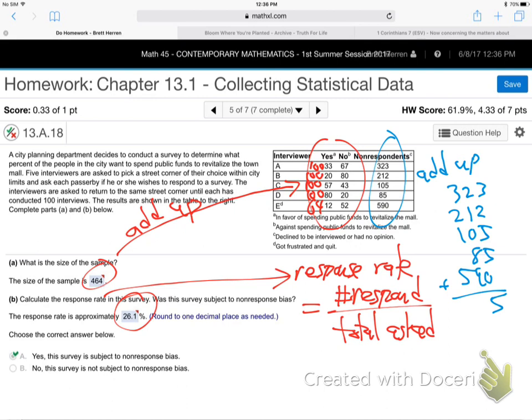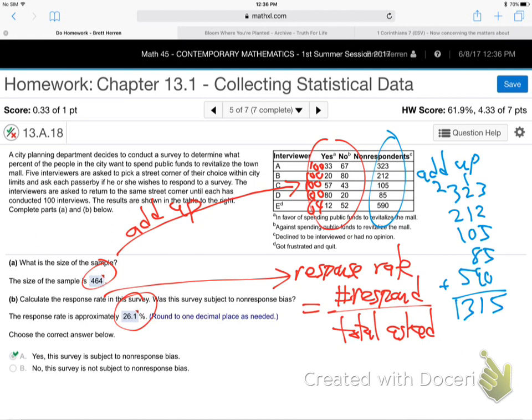So I got 1315 if I did that all right. But that's not everybody. That's the ones that said, I don't want to answer. That's not the total. You got to add that to the ones that did answer. Then you'll have a total. You with me?